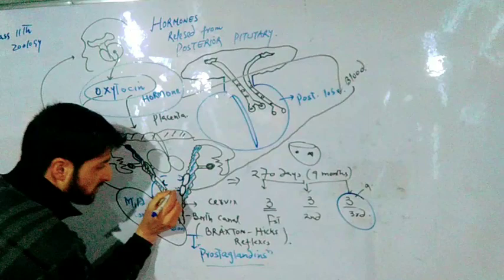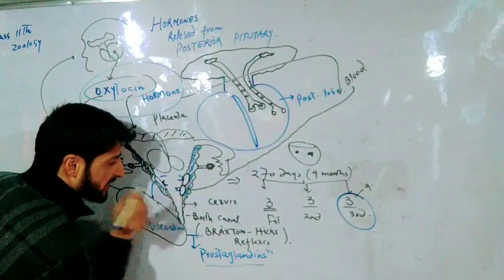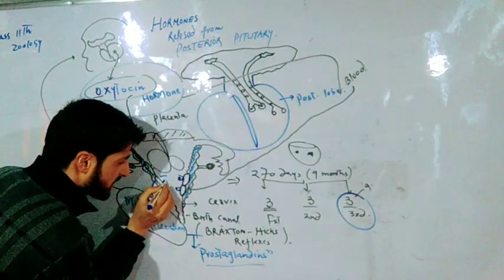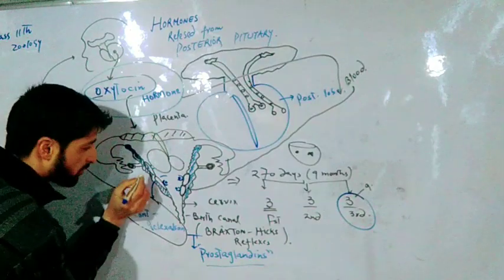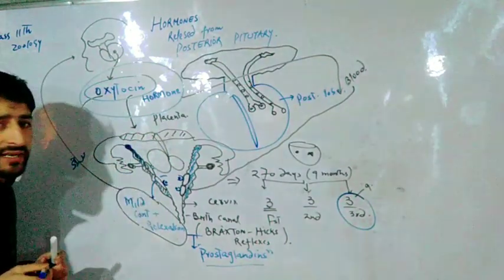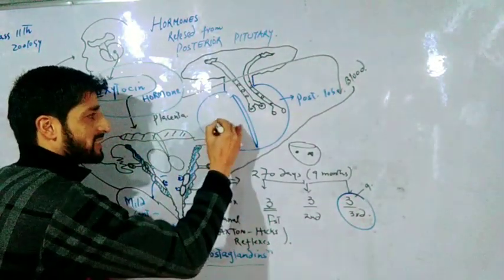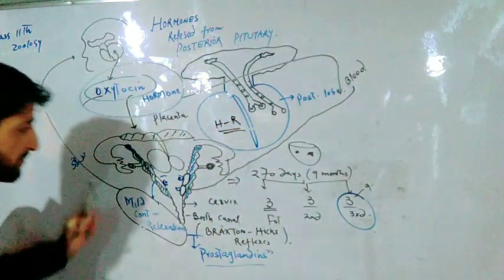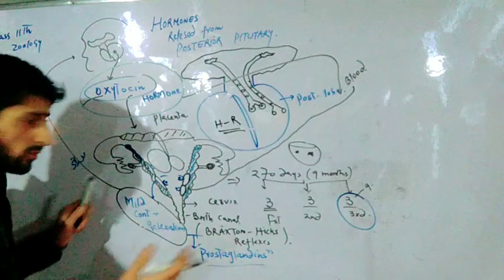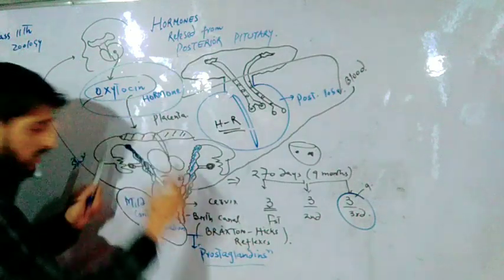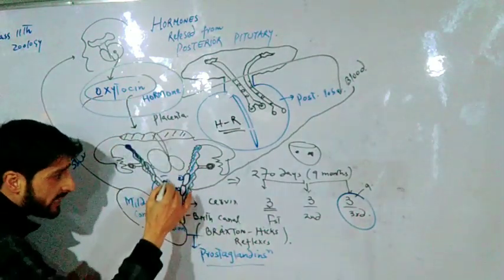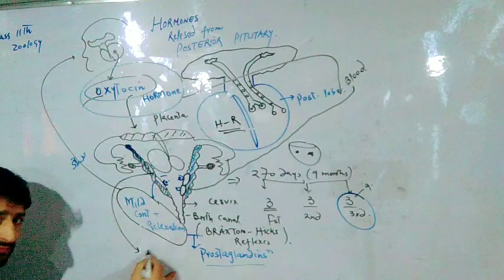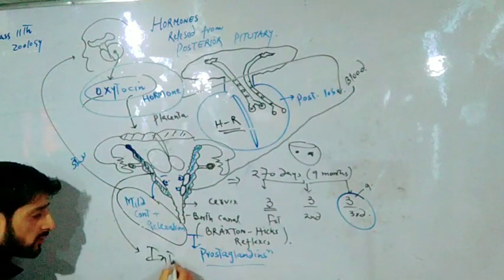And then this oxytocin hormone binds with the receptor. Obviously, a hormone receptor complex will be formed. When the hormone receptor complex is formed, then this oxytocin hormone causes the uterus to intensify the contractions.